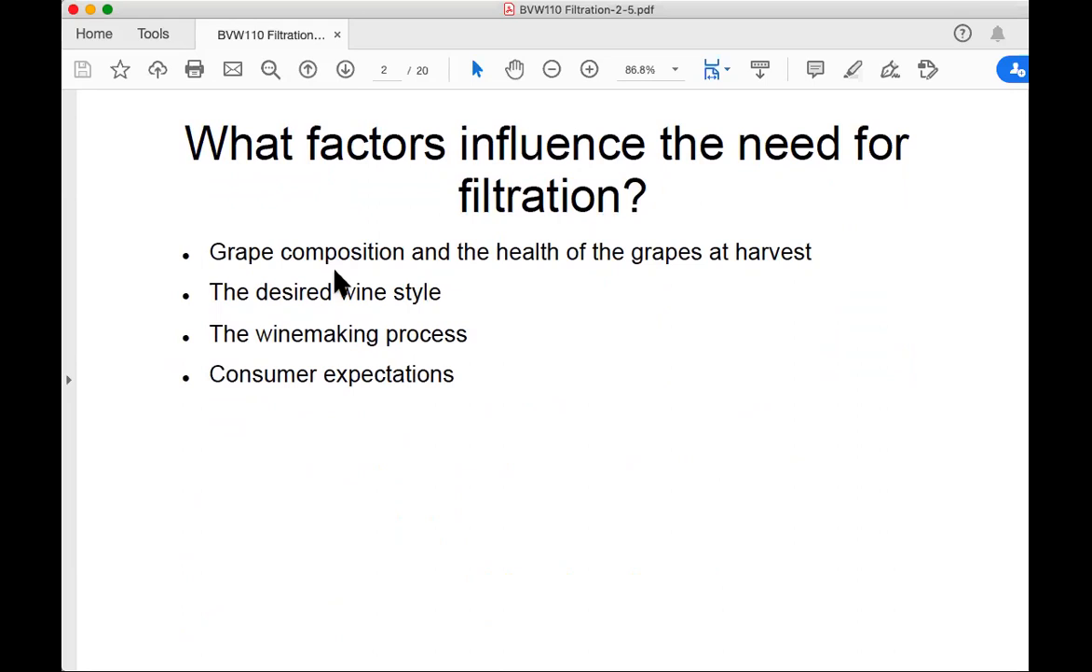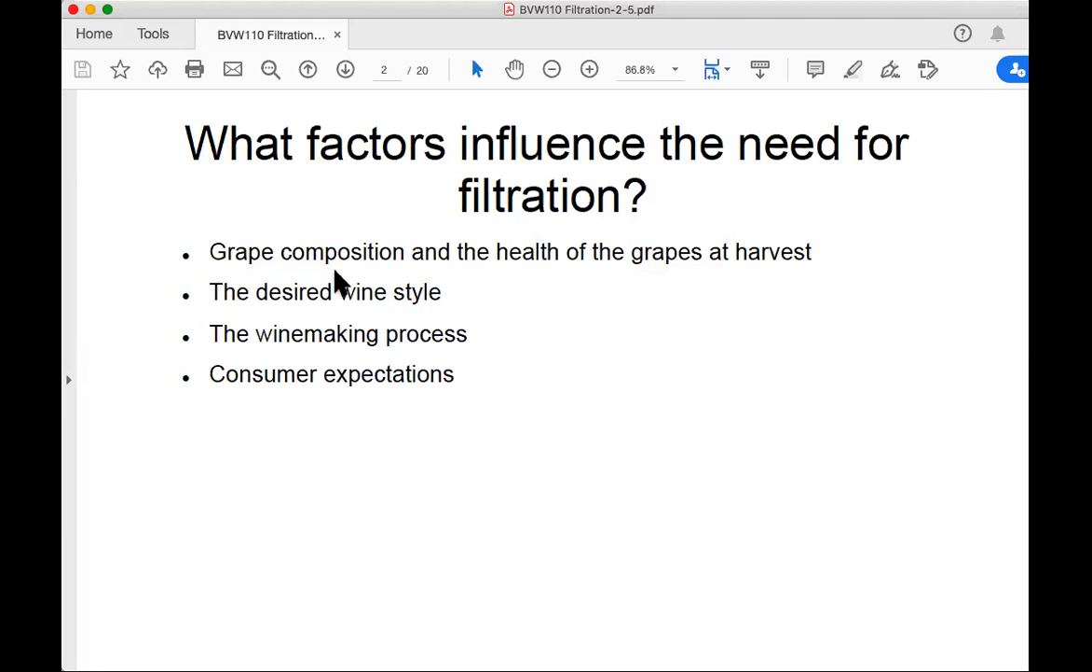Okay, so let's look at some of the factors that influence the need for filtration. The main driver of the cloudiness or turbidity, stop making up words, of a wine relates directly back to the grape composition itself. What we find is that in very good disease-free seasons, we have very limited interaction between microflora on the exterior of the grape and the grape juice on the inside.